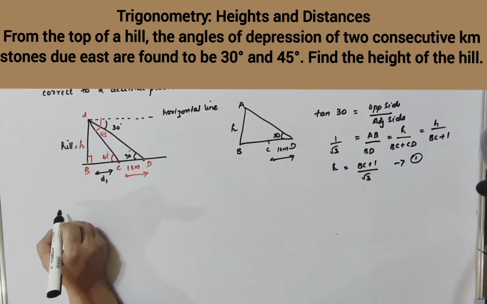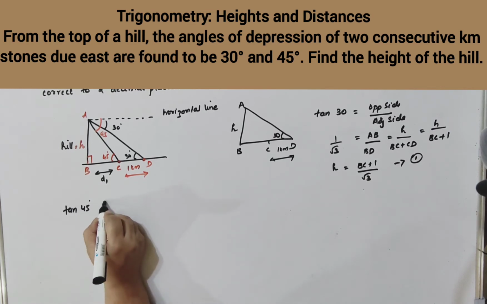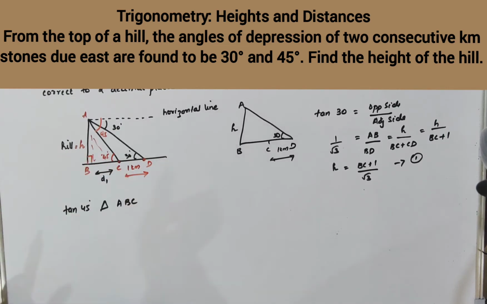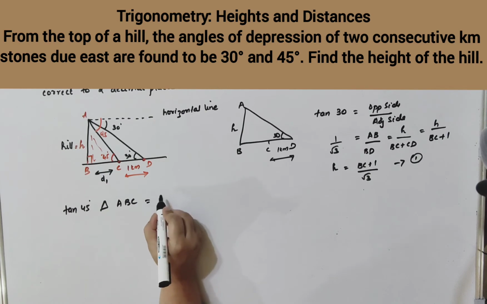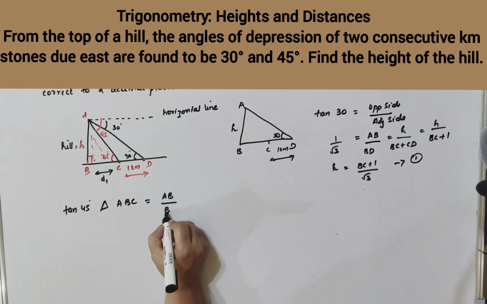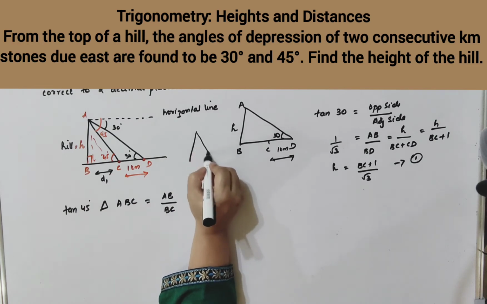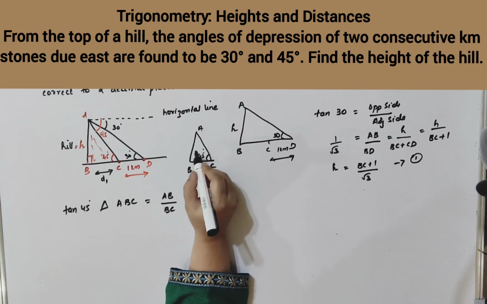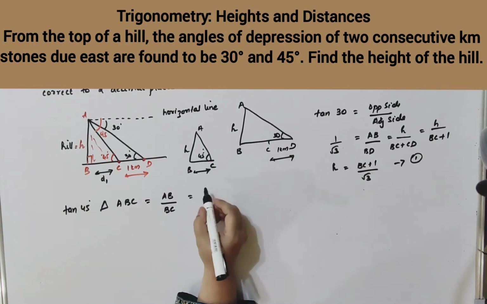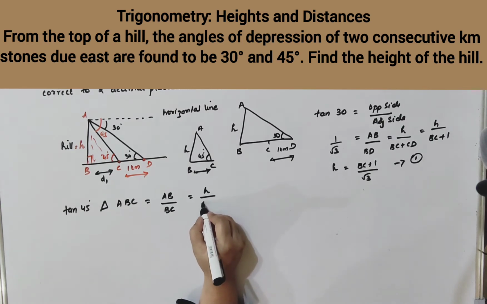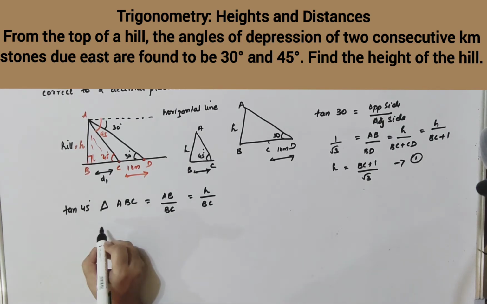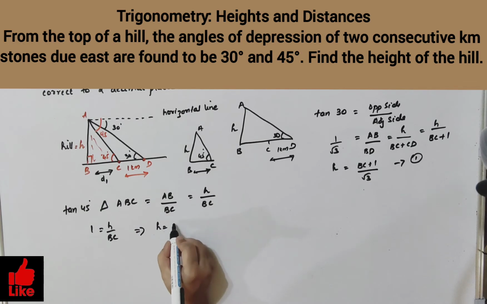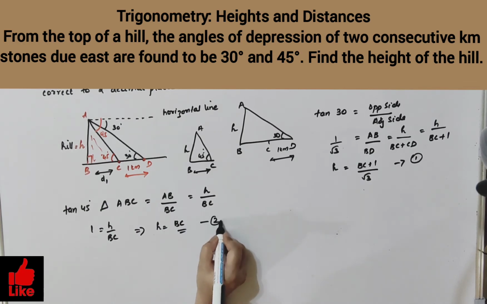Now let's go to the next step of finding tan 45°, which is for triangle ABC. This one. For this triangle ABC, the opposite side is again AB, and the adjacent side is BC. This is 45°. This is H and we don't know what BC is. And what is tan 45? Tan 45 is 1. So 1 is equal to H by BC. Let's isolate H. Moving BC to the other side, H is equal to BC. Let's call this equation number 2.